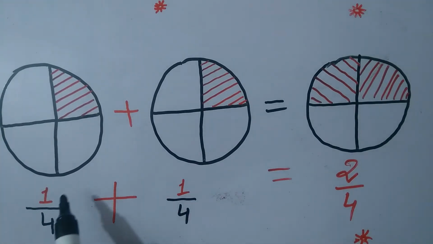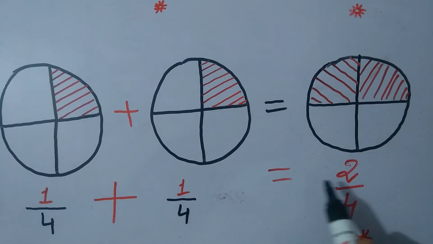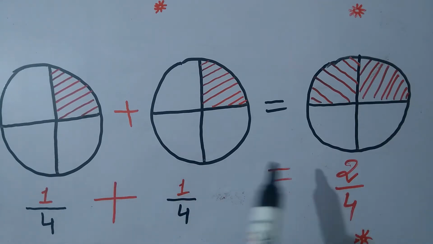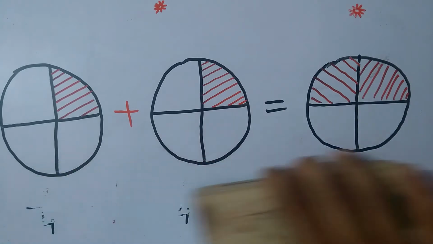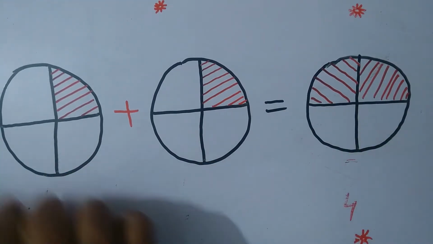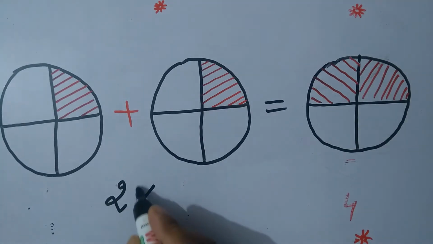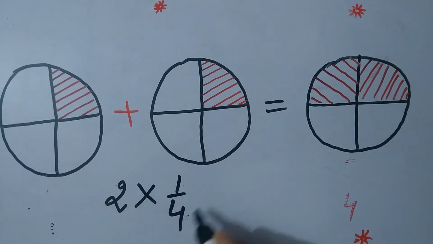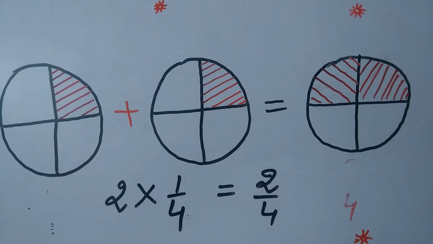Dear students, this is the way we add fractions. 1 by 4 plus 1 by 4 is equal to 2 by 4. So from this summation, one multiplication rule comes out. We can write this as 2 into 1 by 4 is equal to 2 by 4. So this is the way we can multiply.